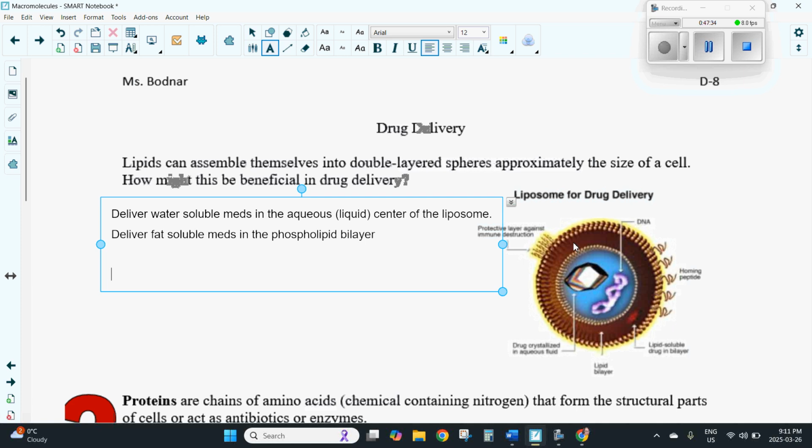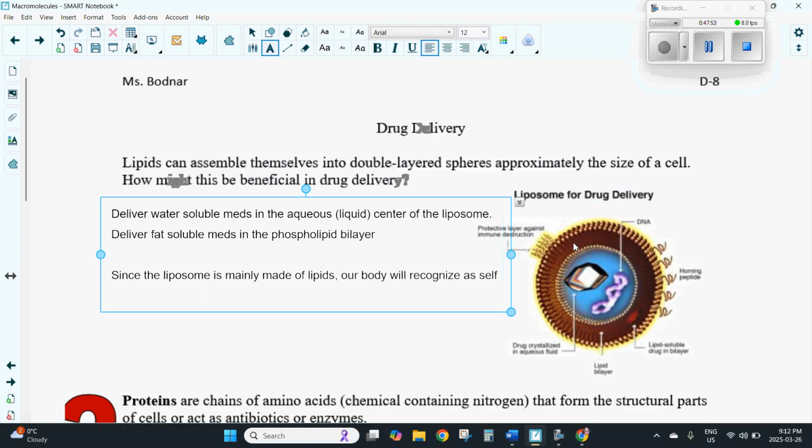Since the liposome is mainly made of lipids, our body will recognize it as self, and drugs can be delivered, medication delivered directly to the cell.